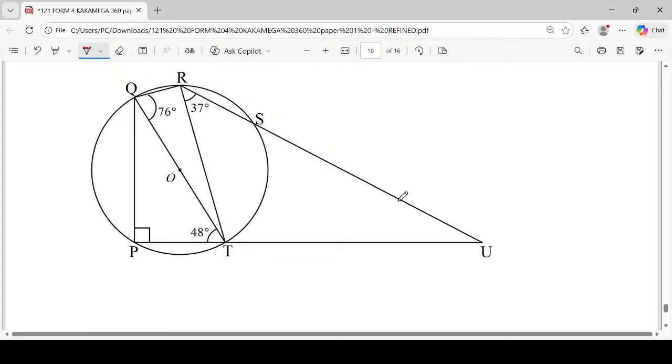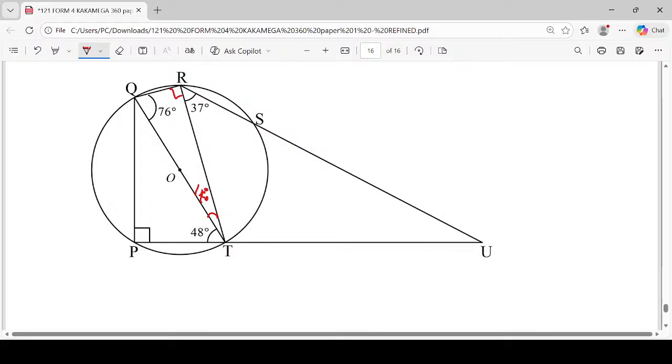If QOT is the diameter, the angle subtended by the diameter at the circumference is 90. So this angle is 90. Therefore, angle QTR will be 180 minus 90 plus 76. This should be 14 degrees.